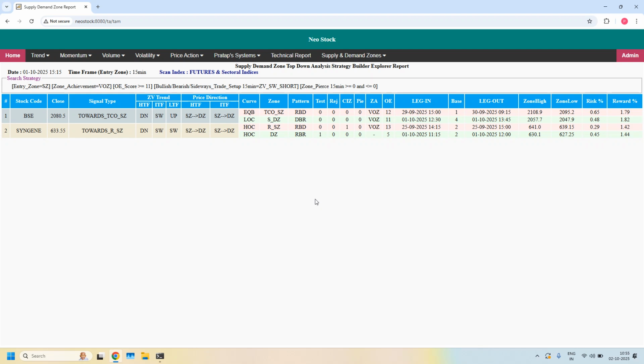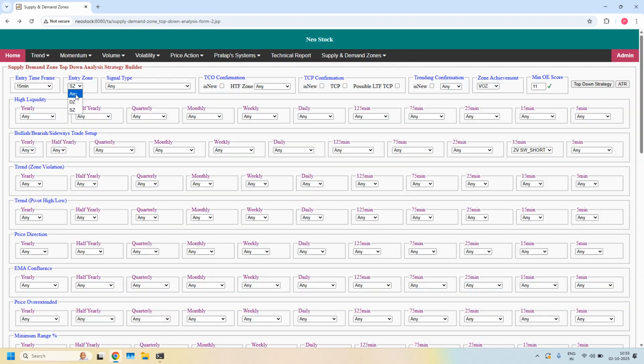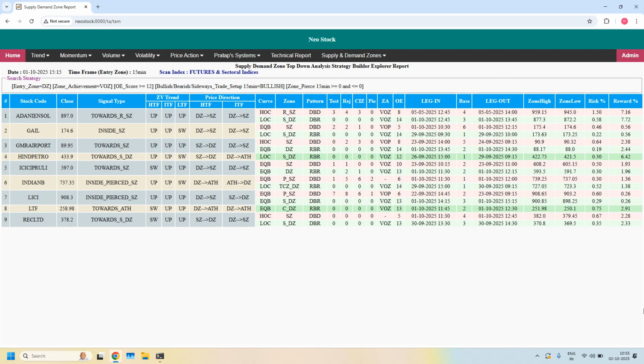Next, bullish trade setup for daily income trade. Changes are 15 minutes demand zone. Here bullish, minimum order enhance score 12. We got 9 stocks supporting bullish trade setup for daily income trade, and all the entry time frame zones are 15 minutes demand zones. So total we got 9 stocks.